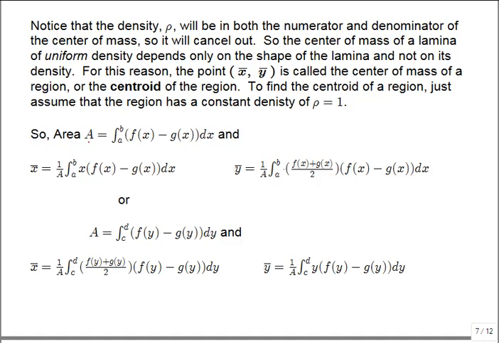So your total mass is actually just going to be your area, because you don't have to multiply by your rho, which would just be 1. And your x bar is going to be this x times f of x minus g of x all over that total area. And your y bar will be that average times f of x minus g of x all divided by your total area. You can also do this going sideways.